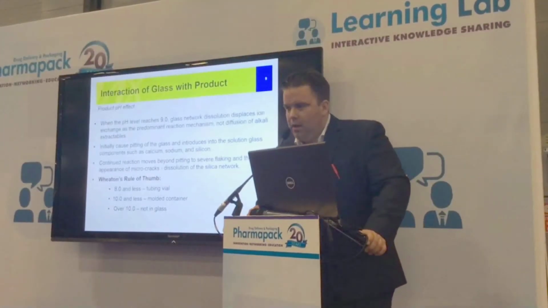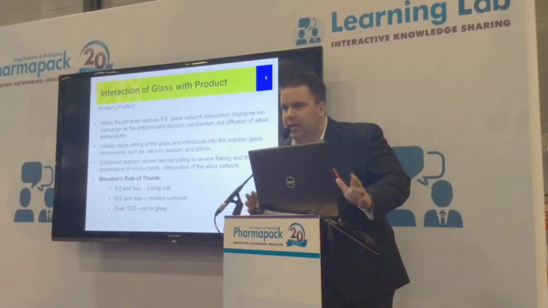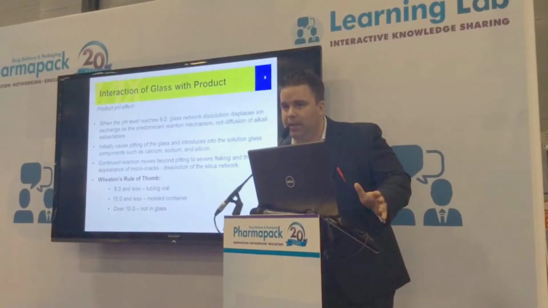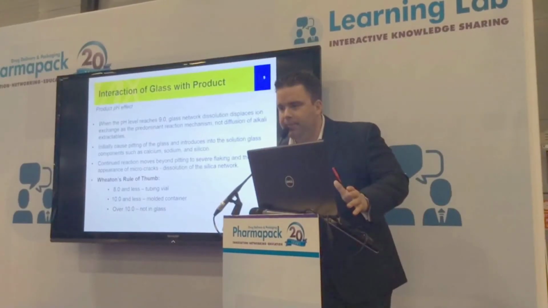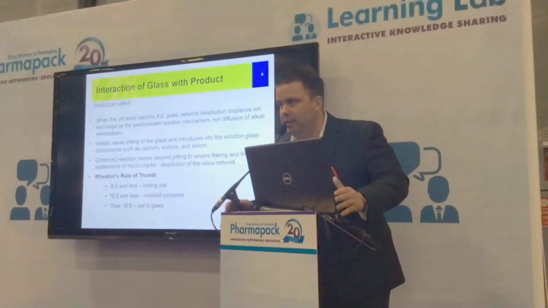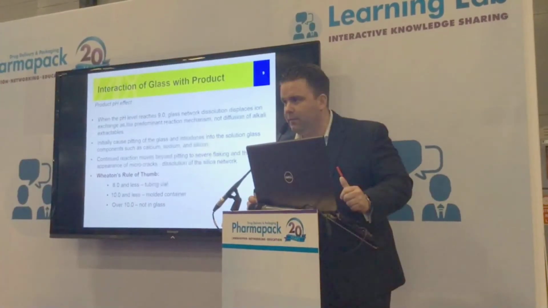So two different reactions: ion exchange reaction, which is going to happen in more of an acidic environment, and then you have attack via the hydroxyl group, also delamination, which is going to happen in more of a basic environment.